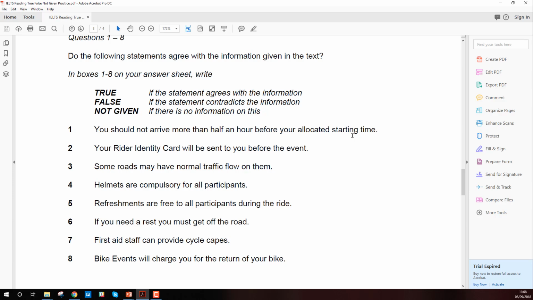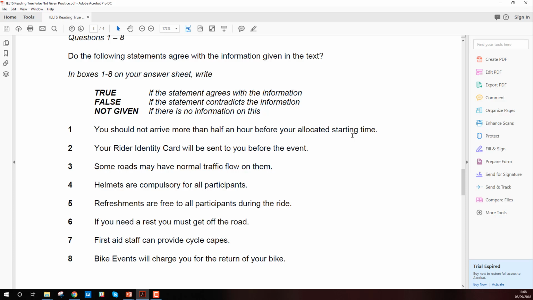Some roads may have normal traffic flow on them. Okay, so traffic is going to be about cars and lorries and all those different things, and it will be normal. Helmets are compulsory for all participants. Compulsory means you do not have a choice, you have to do it, and it's for all participants. So that's a qualifying word in there. All, not some, not a few, all. Refreshments, so that's drinks, are free to all participants during the ride. So free means you don't have to pay for them. All, again, there's a qualifying word in there.